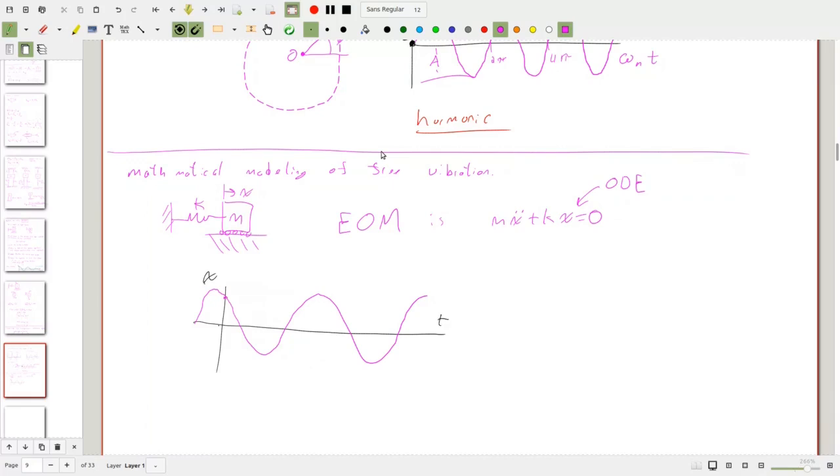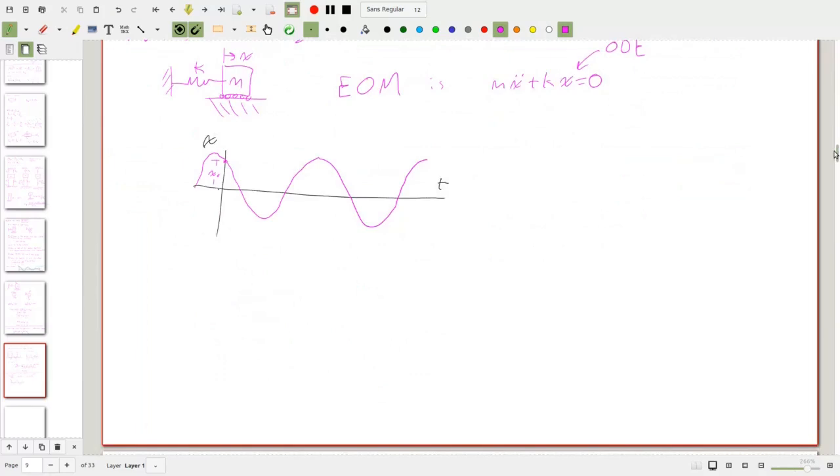Okay, so this is an oscillating system. Let's go ahead and define a few things, right? This is going to be x0, correct? Everyone see that? It's going to be our initial displacement. What's our initial velocity?